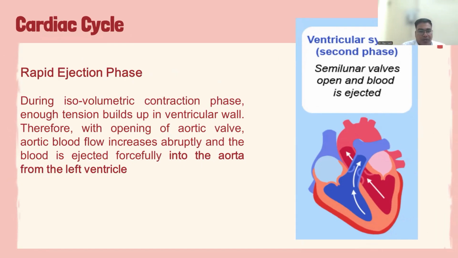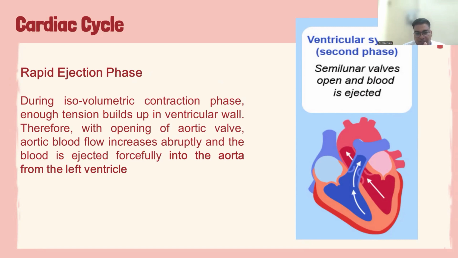During isovolumetric contraction phase, enough tension builds up in the ventricular wall. Therefore, with opening of aortic valve, aortic blood flow increases abruptly and the blood is ejected forcefully into the aorta from the ventricles. In isovolumetric contraction, the aortic valves or the semilunar valves are not opened yet. That's why blood is not going outside from the heart, nor entering into the heart.